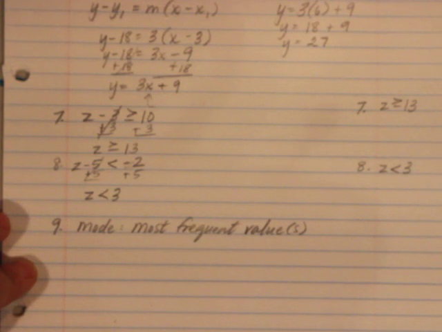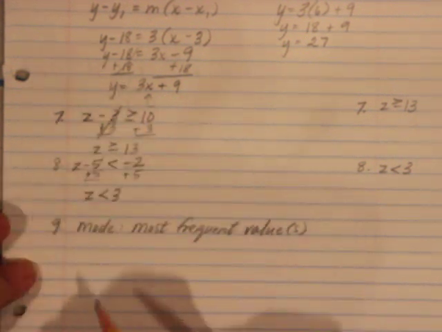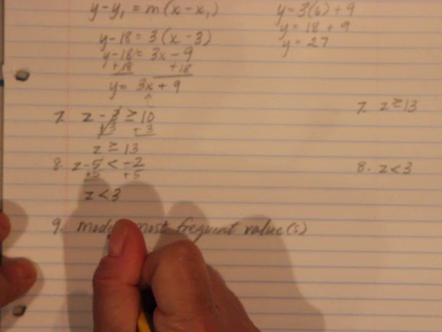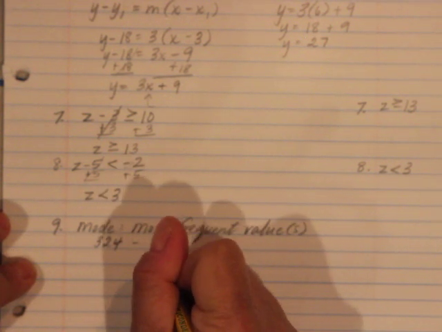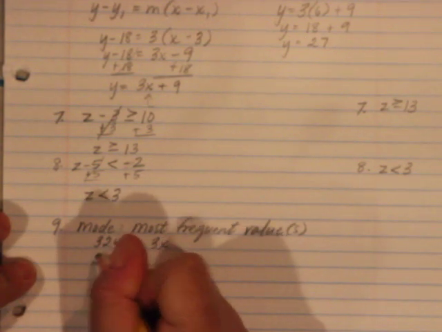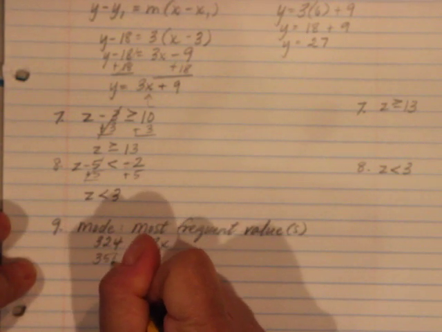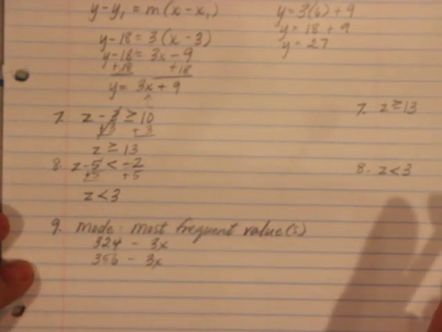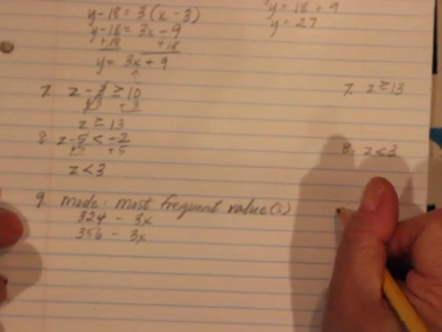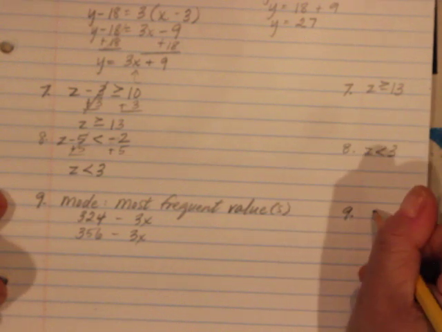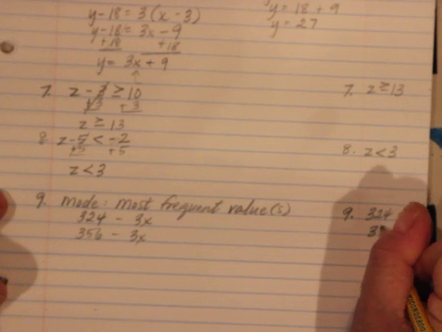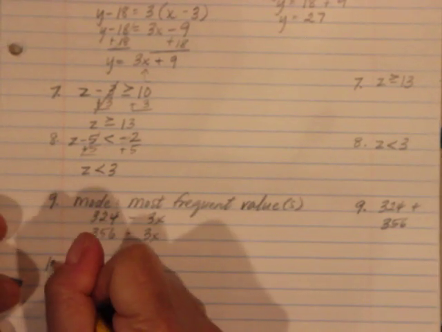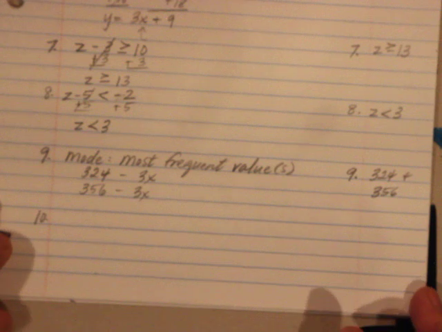Oh my, and look at my 35 stem. I've got 3 6s in my leaves. That means I have 2 modes. Okay, so I've got 324 shows up 3 times, and 356 shows up 3 times. So they are tied for the winner of mode. All right, so I've got 2 values, 324 and 356. Those are the modes. And we are on to number 10.